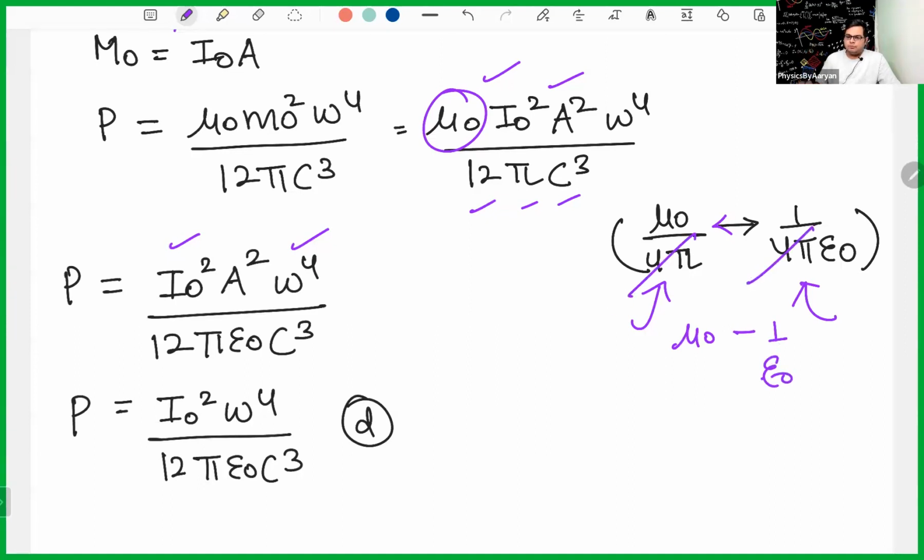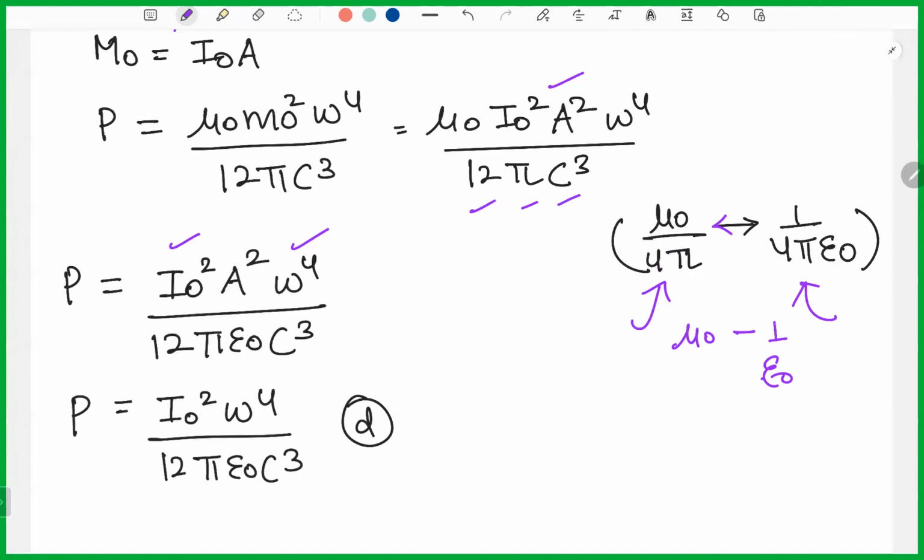So that is exactly what I'm going to do here. I'm going to replace my nu naught with 1 by epsilon naught. You know the constants. In magnetism, you get nu naught by 4 pi when you write Biot-Savart's law and so on. And in electricity, you get 1 by 4 pi epsilon naught when you write electric field and so on.